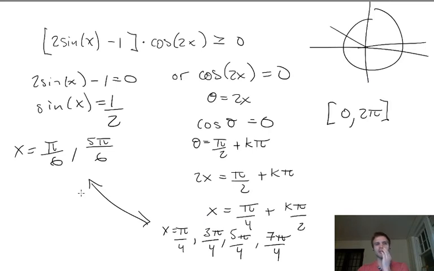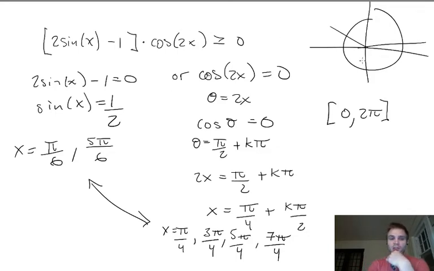Basically, what I would do is look at this and see what root it came from. So for instance, if pi over 6 is the root I'm dealing with, I know this came from this term, 2 sine of x minus 1 equals 0. So I'm looking for sine of x equals 1/2, and pi over 6 does that.